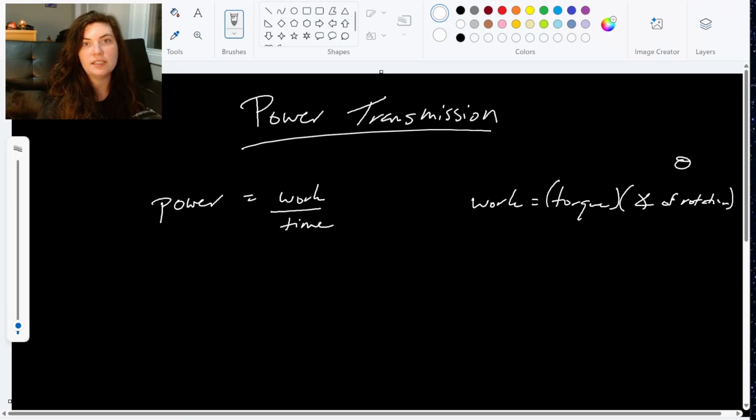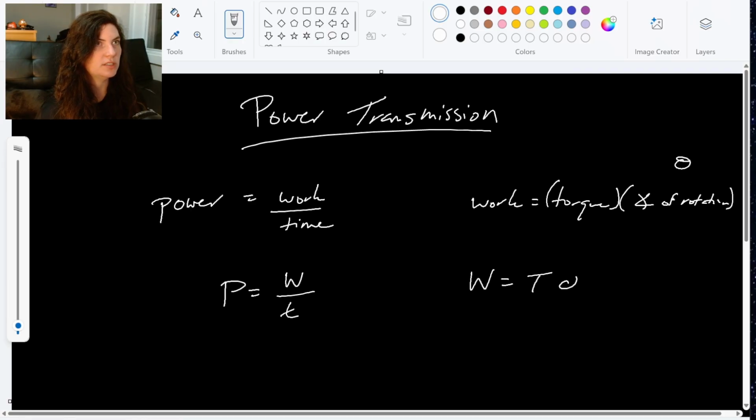So we can combine these ideas of torque and power by removing that intermediary work and relate them together as our power equals, well, let's do it this way. Power is work over time. Work is torque times the angle of rotation, theta. But if we combine these together, power is torsion times theta over t.